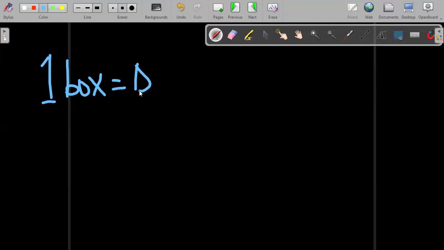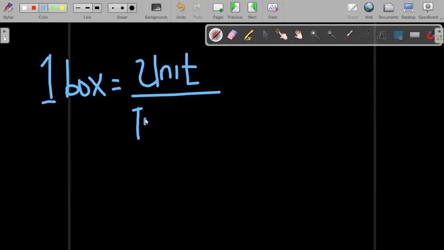Okay, let me not stress it. One box is the unit you are using, the unit I picked, over total small boxes. Over total small boxes.